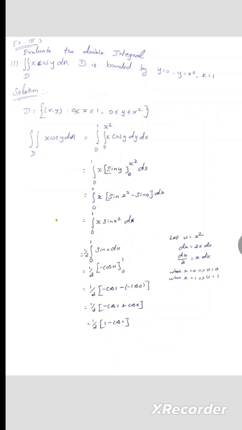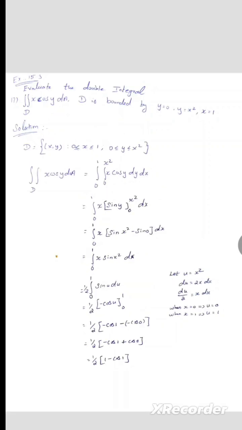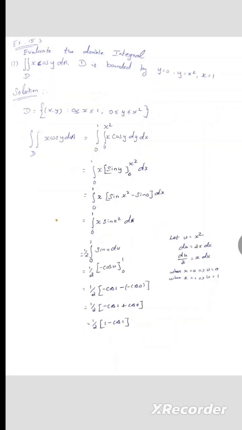So from that we can find the limit for x is 0 to 1. So the limit for x is 0 less than or equal to x less than or equal to 1. And for y, it is given y equal to 0 and y equal to x square. So from that we can understand that y lies between 0 to x square. Therefore, we can write the limit for y as 0 less than or equal to y less than or equal to x square. So now we have found the limits for x and y. So now we can evaluate.